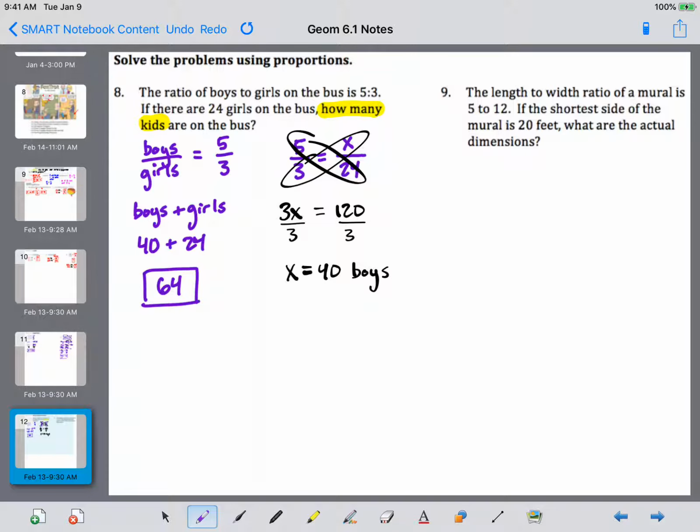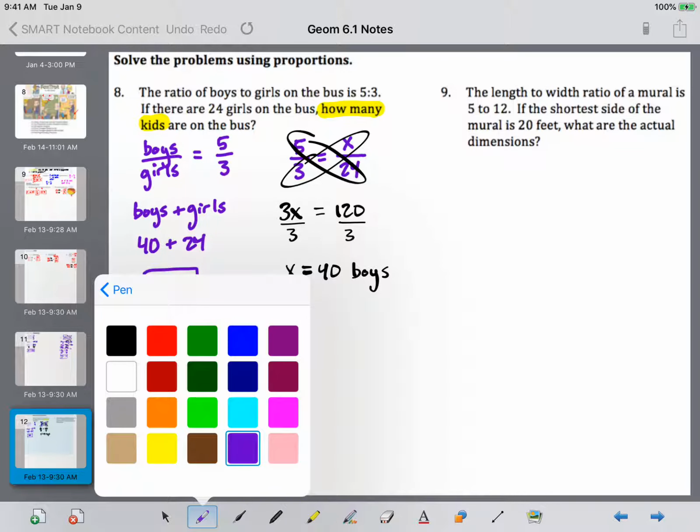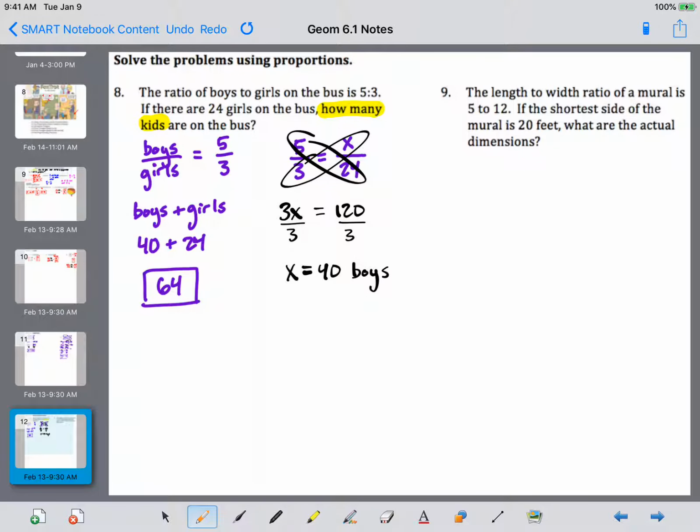Alrighty, let's look at one more word problem here, and then we'll move on to some geometry problems. Alright, so we've got the length to width ratio of a mural is 5 to 12. If the shortest side of the mural is 20 feet, what are the actual dimensions? So say we've got this scale drawing, and we know our scale is 5 to 12 for this mural. We want to make sure that for the actual mural, we need it to be 20 feet tall. So if this is 20 feet, we're trying to figure out how far across it is.